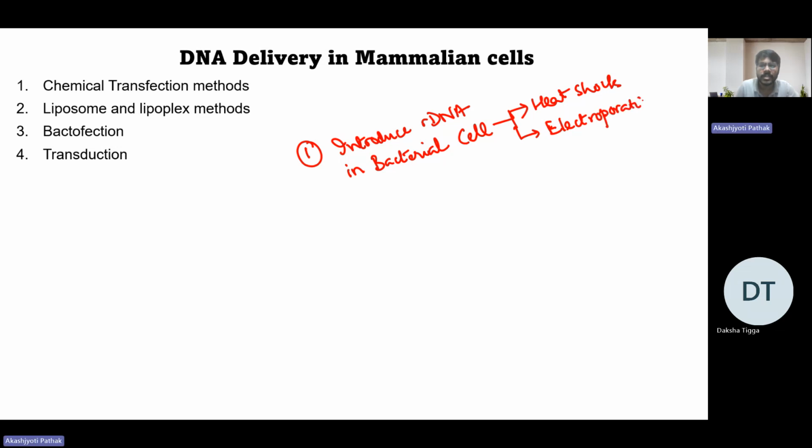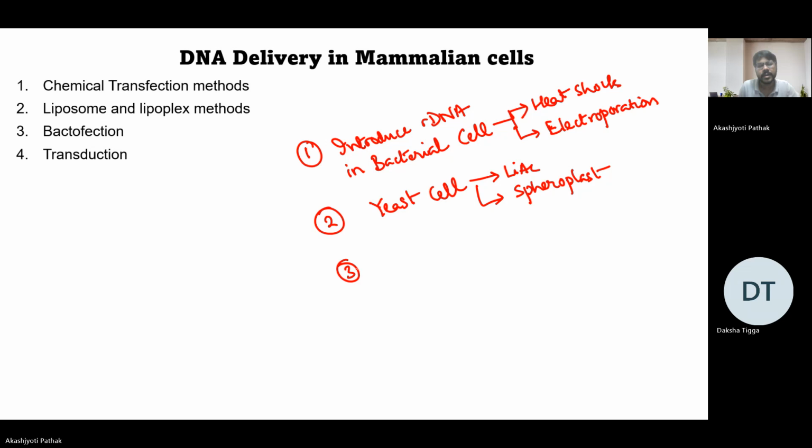Now, in the next couple of slides, we learn how we can introduce this recombinant DNA in yeast cells. So there are two methods. One is the lithium acetate method, and another is the spheroplast method.